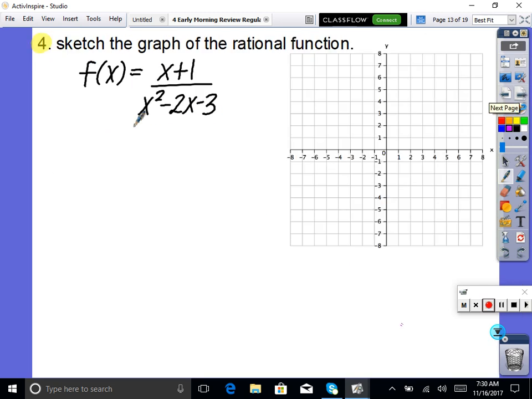Sketch the graph. So the first thing we do is look for the discontinuities. Factor out the bottom. We'll multiply to be -3, adds up to be -2. 1 times 3, -3, right? We have x plus 1.